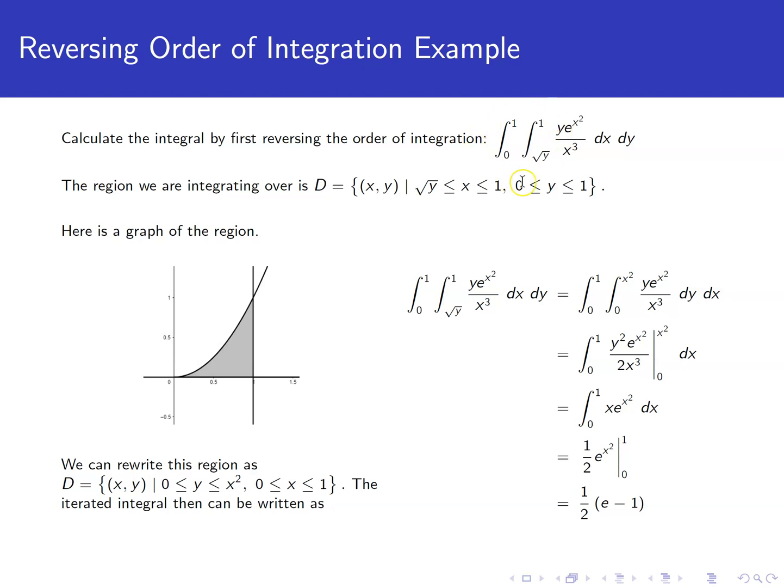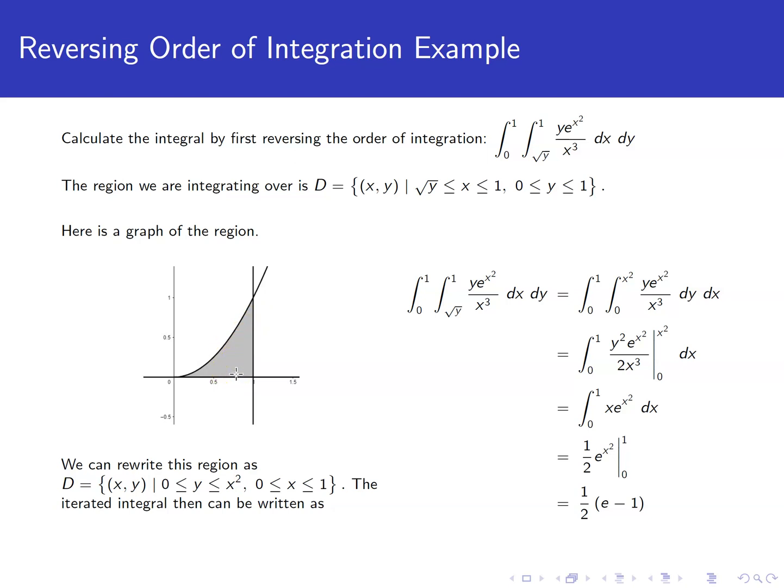Okay, so let's look at our region that we're integrating over. The x's go from root y to 1. Well, root y equals x is the same thing as y equals x squared, which is just this parabola. And then y goes from 0 to 1. Well, if our x's are going from root y to 1, here's x equal to 1, and then the y's go from 0 to 1, we're interested in this shaded region.